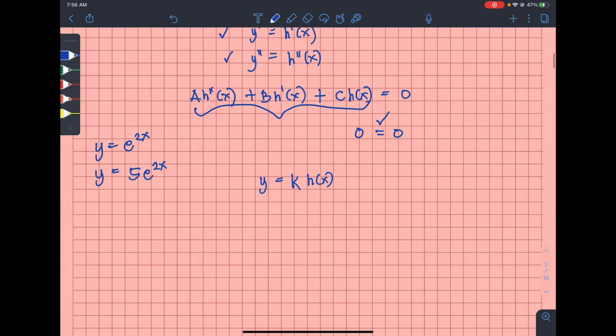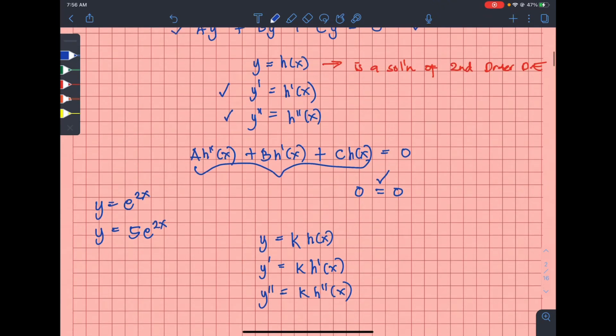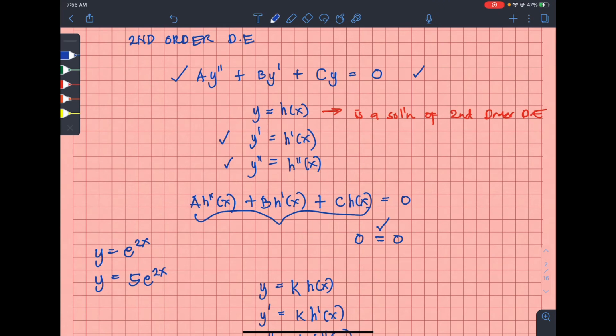As I've mentioned, this is what we've done. Initially, we have a solution which is y is equal to h of x. But this time, we attach an arbitrary constant k, and we're just going to verify whether this is still a solution of the differential equation. Just like what we did, we're just going to derive. So y prime would be equal to k h prime of x, and y double prime would be k h double prime of x. Then we're just going to substitute on the same equation.